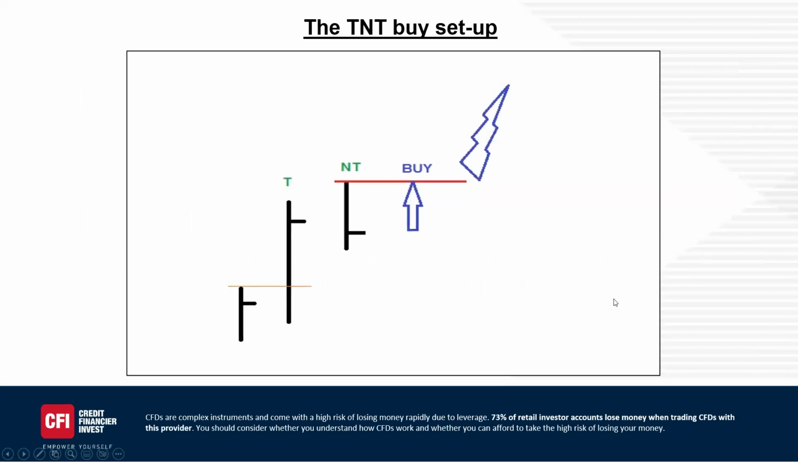And this is what the TNT buy setup looks like. Remember, the thrust bar is where the market breaks through the previous session's high and carries on through and closes above that previous session's high. Again, it can be a daily chart, a 5-minute chart, an hourly chart, a monthly chart, it doesn't matter. The fact is that the market has broken through the previous session's high and closed above it. So that thrust denotes that the buyers are in control in this particular time frame.